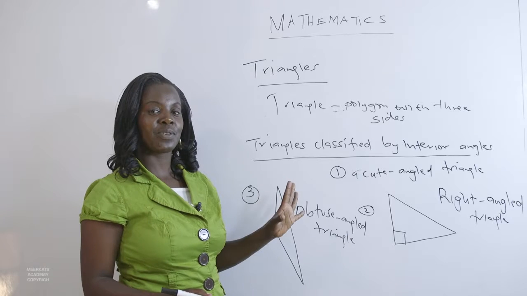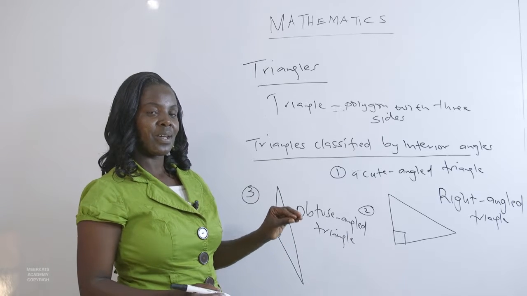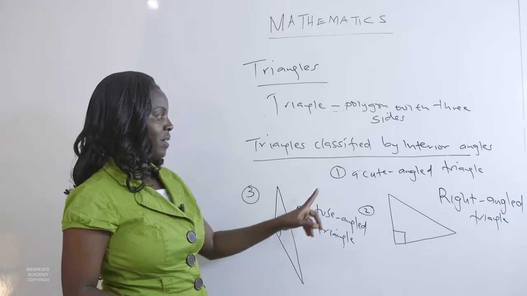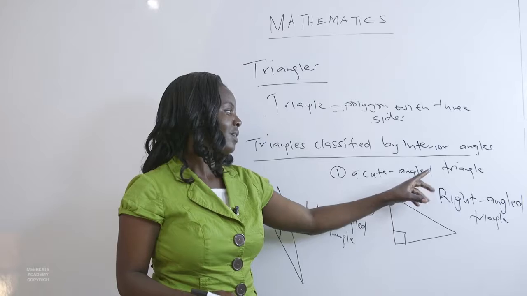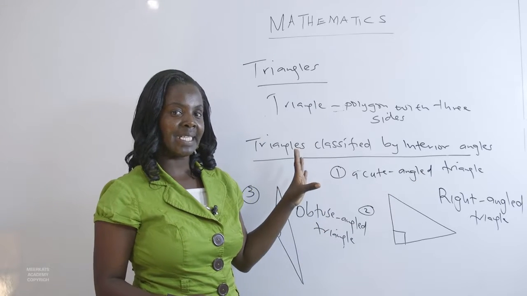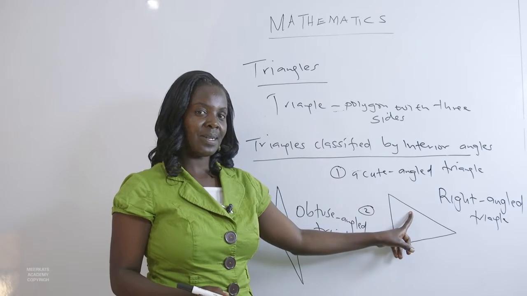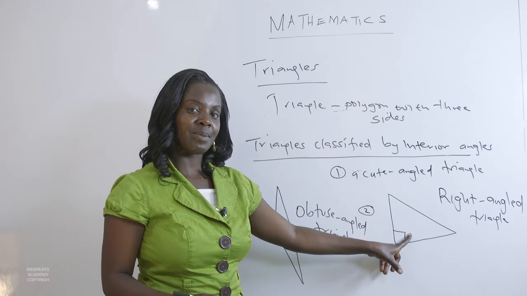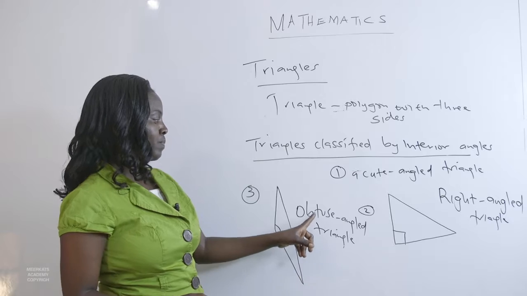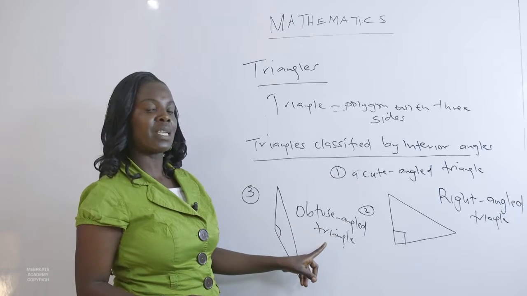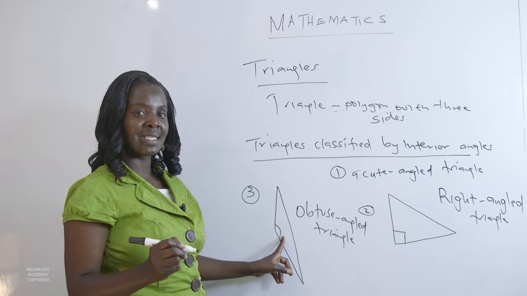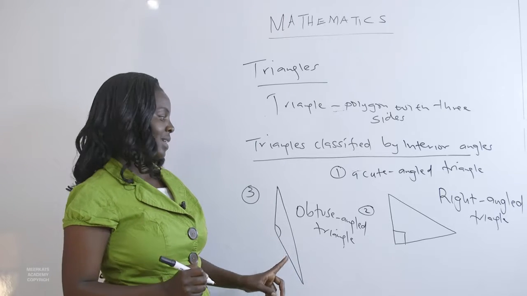So those are the 3 types of triangles, depending on the size of their angles. So we have acute angle triangle, all the 3 angles are less than 90. You have right angle triangle, one angle is measuring 90 degrees. Then we have obtuse angle triangle, meaning one angle is measuring more than 90 degrees but less than 180.